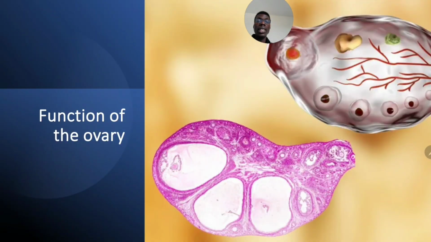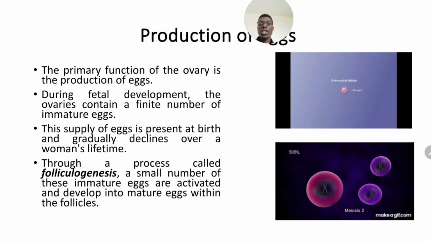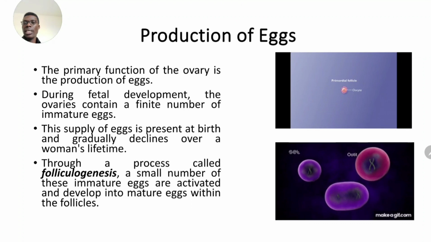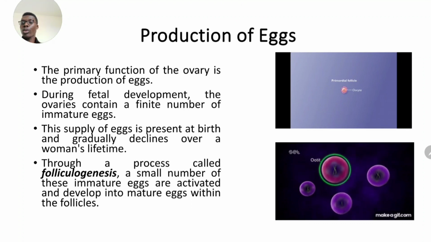So now we move on to the functions of the ovary. The ovary has several functions. We'll just be looking at a few of these functions. Number one, production of egg. We have said that severally. The primary function of the ovary is to produce egg.